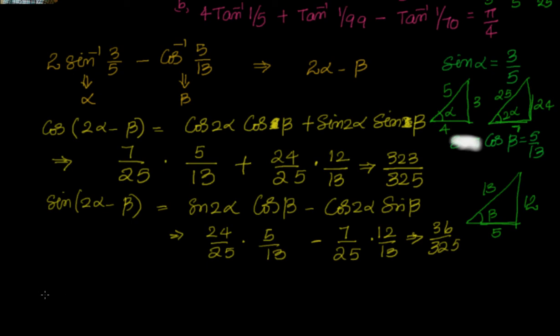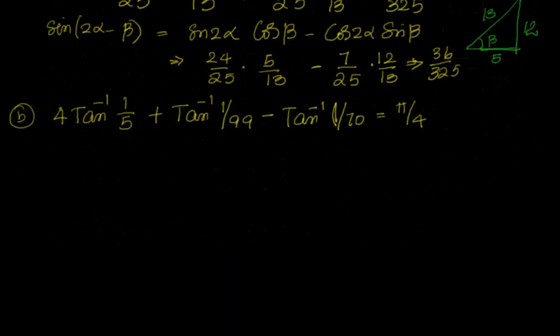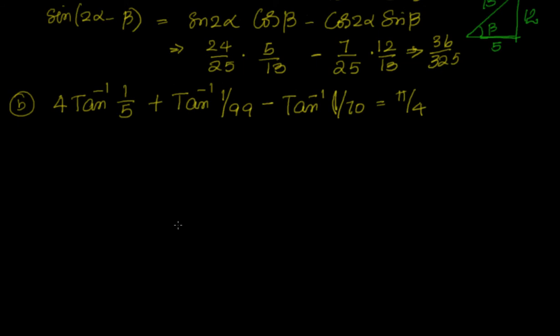Okay, let me write it down so that I can scroll it. This is the second problem. 4 tan inverse 1 by 5 plus tan inverse 1 by 99 minus tan inverse 1 by 70. We have to prove that it is equal to pi by 4. Okay, let's go ahead and do that. Lot of space for us, lucky.